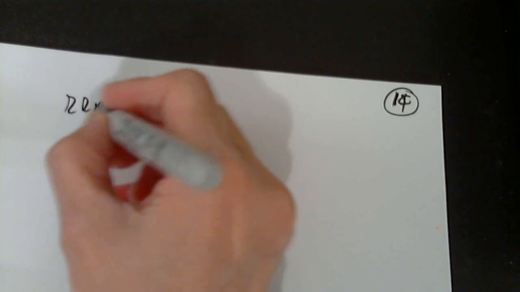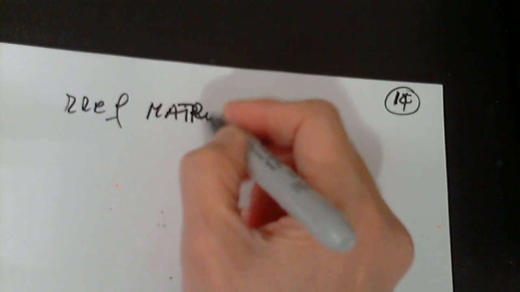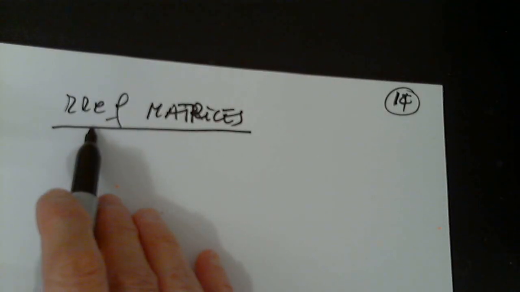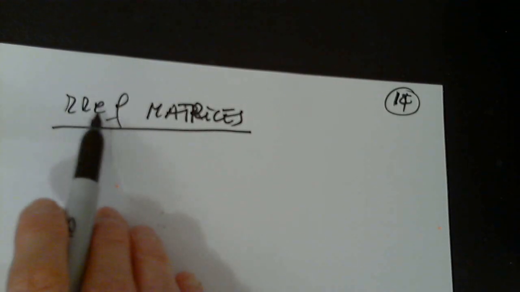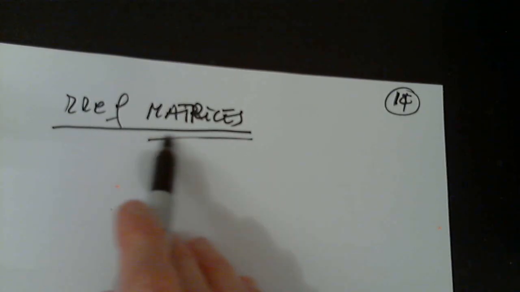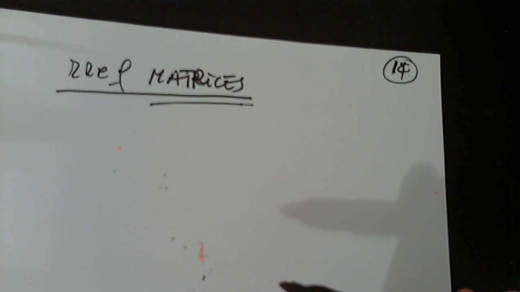I promised to go back to, if you remember, the RREF matrices. So we looked at the graphing calculator, the row reduction echelon function in the graphing calculator that helped us solve matrices. Actually, use matrices to solve systems of equations. But I would like to show you one of the methods.